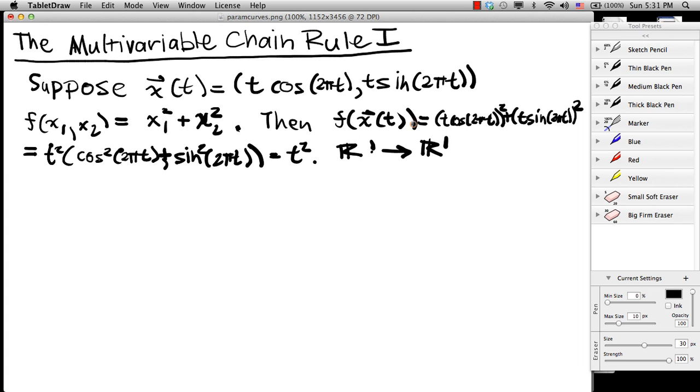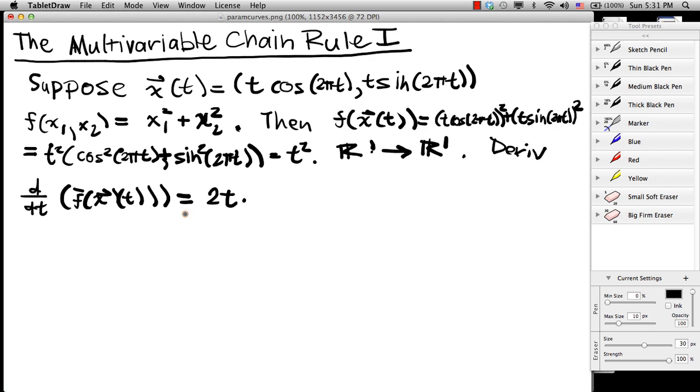And we know how to differentiate that. So the derivative of this function, d dt of f of x of t, is going to be equal to, well, it's just the derivative of t squared, and we know what that is, 2t. Our chain rule, if we write it, has to recover this.